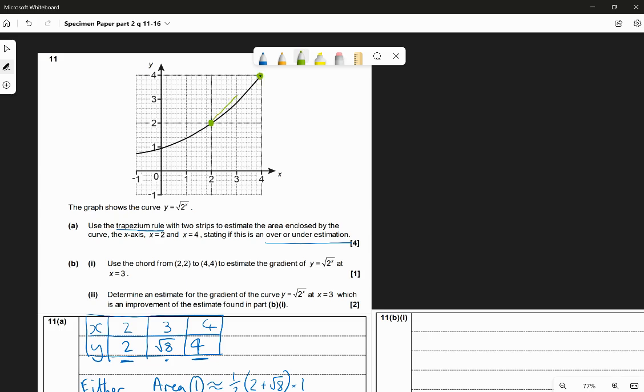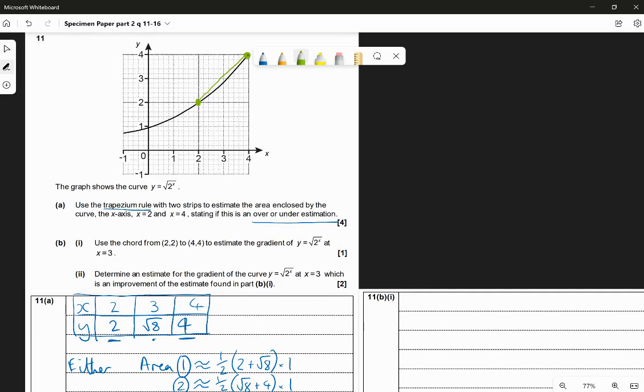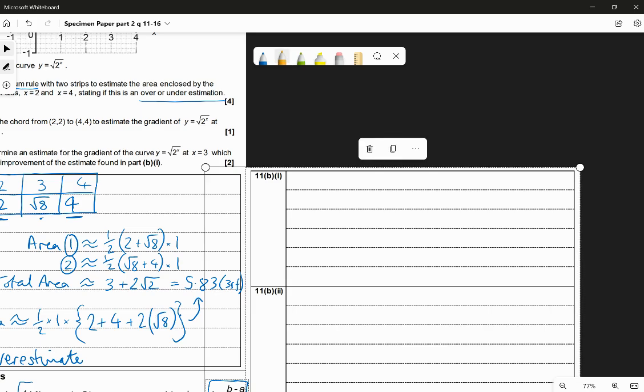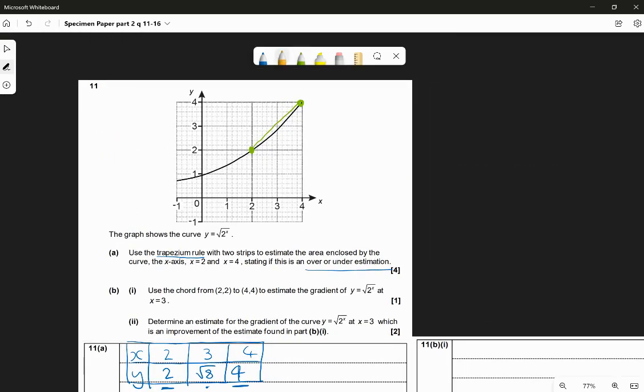So if I draw a straight line between those two, that chord, use that chord to estimate the gradient of y equals the root of 2 to the power of x at x equals 3. So what it's essentially trying to do is find an estimate for the gradient at this point. So if I drew a tangent at that point, x equals 3, that green chord is approximately going in the same direction. So it's a pretty good estimate for the gradient of the tangent at x equals 3.